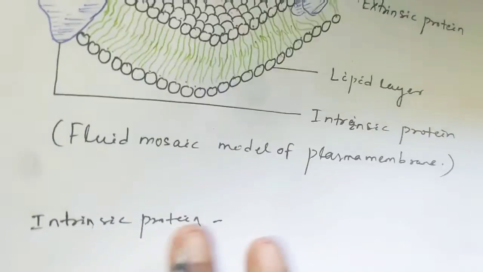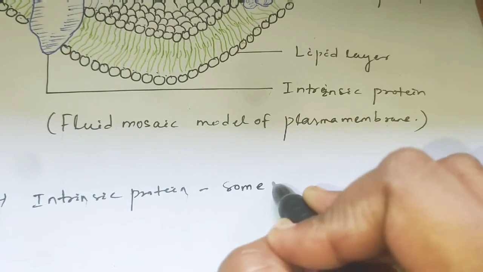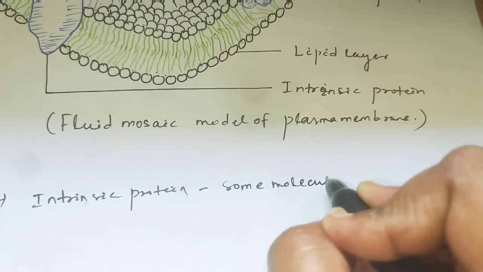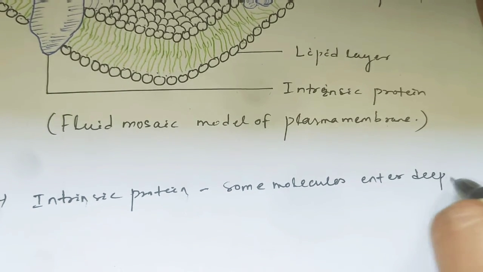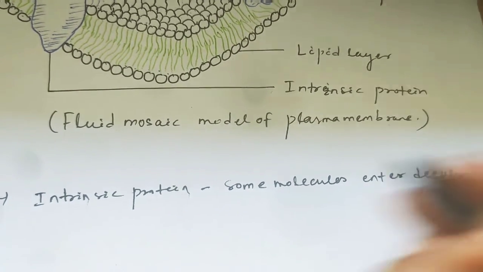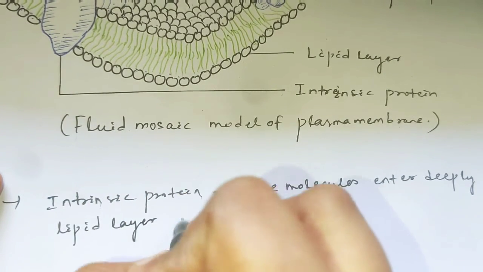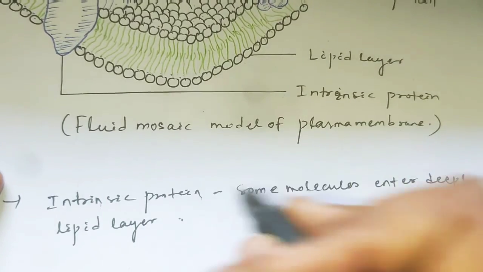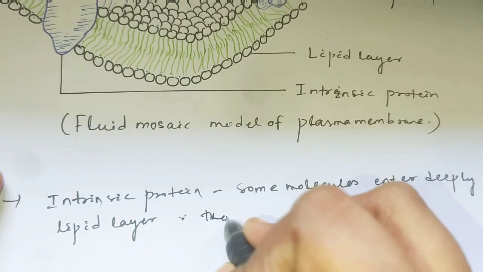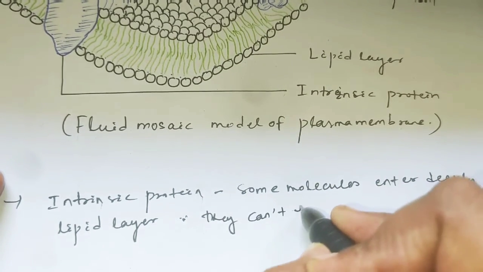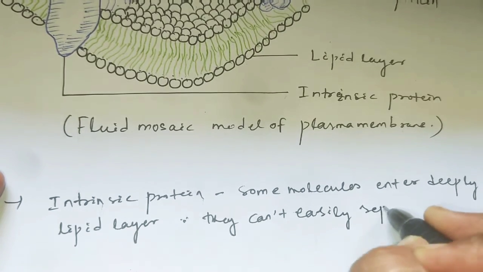So here is the definition. Some molecules enter deeply into the lipid layer, and are called intrinsic protein. And the second point is they can't be easily separated.